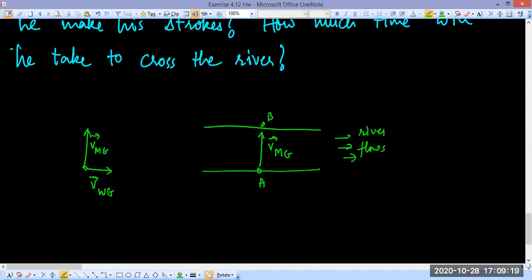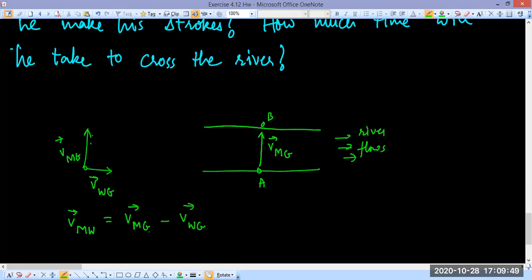Now if you want to find out in which direction he should make strokes, then first of all we should write the relative velocity equation. Vmw, that is what we have to find, right? In which direction should the person swim or try to swim? So Vmw is Vmg minus Vwg by the relative velocity formula.